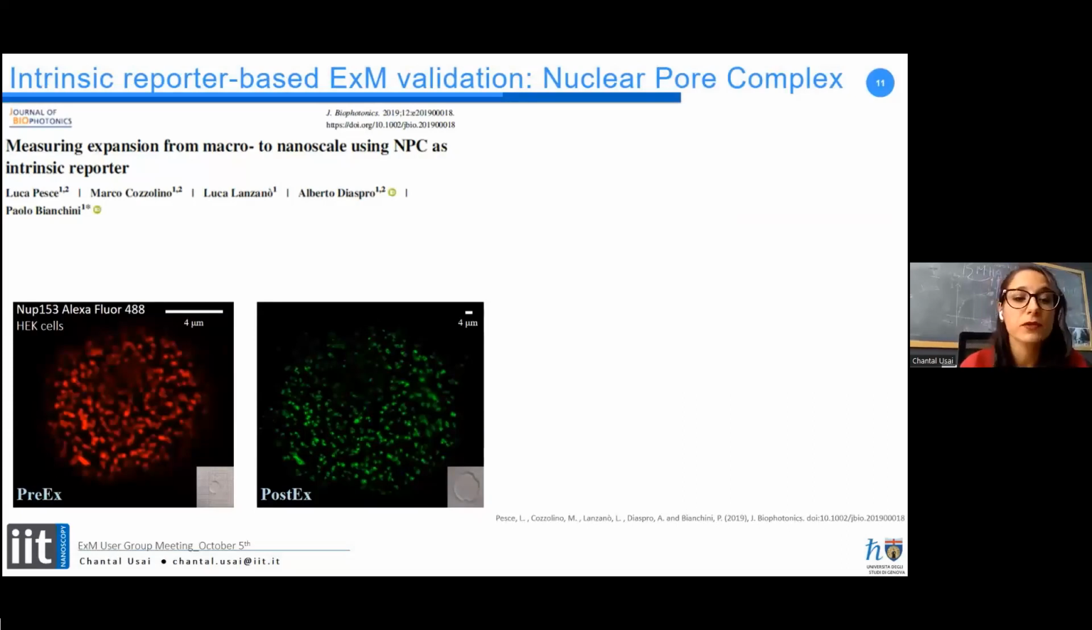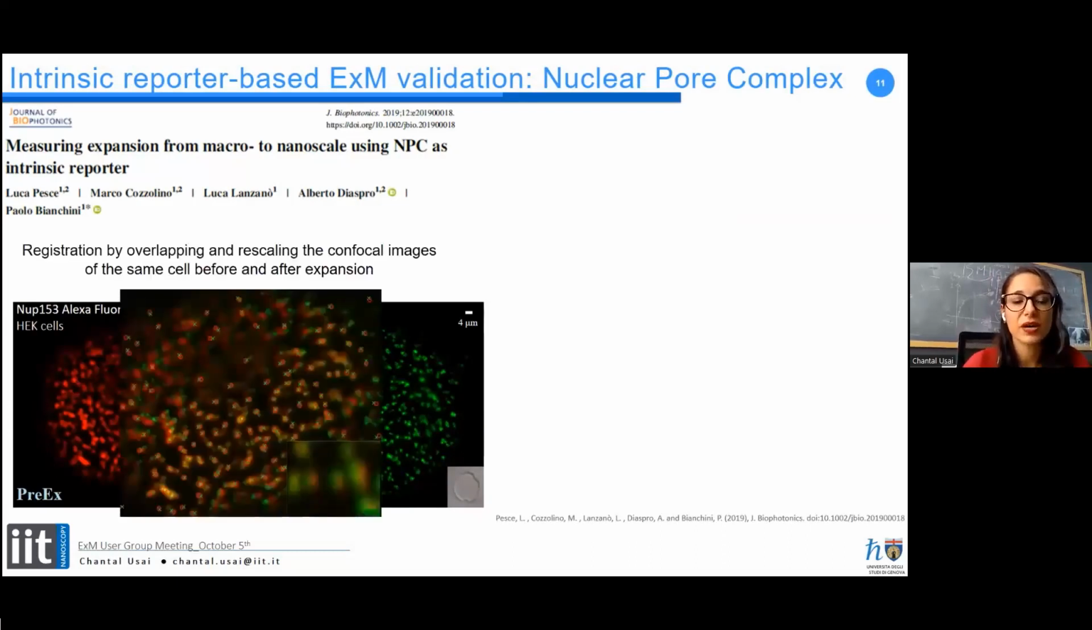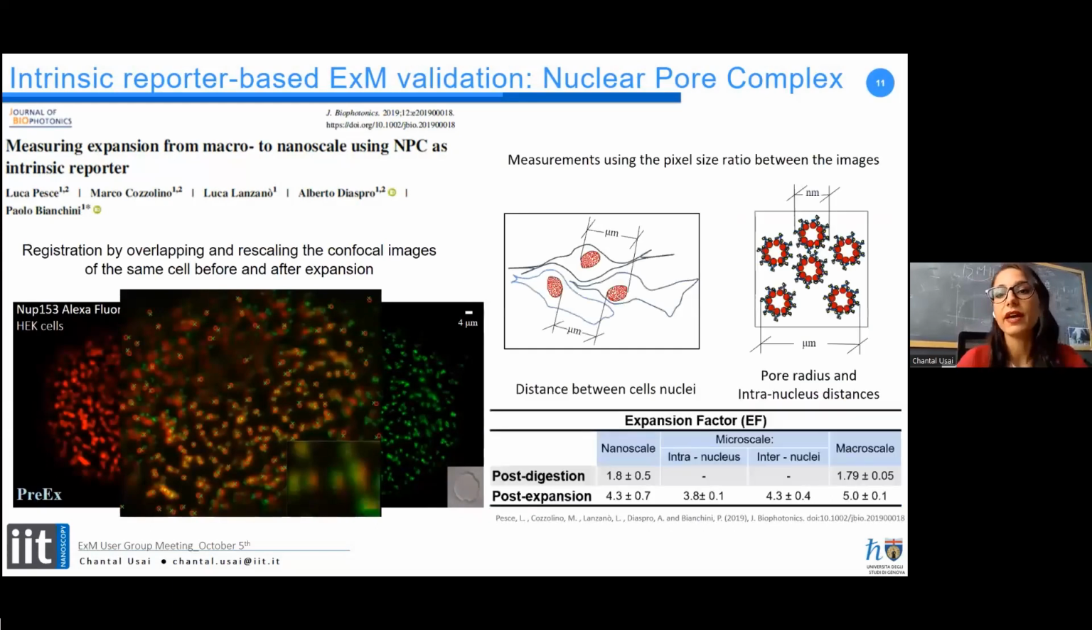what was done at the beginning was to simply perform confocal imaging before and after the expansion on the same cells. Then these images can be overlapped and rescaled with a fine registration in order to perform the same comparative analysis that was performed in the past to validate expansion microscopy. Then, using the pixel size ratio between the images, we are able to measure the expansion factor on a nano, micro, and macro scale level.